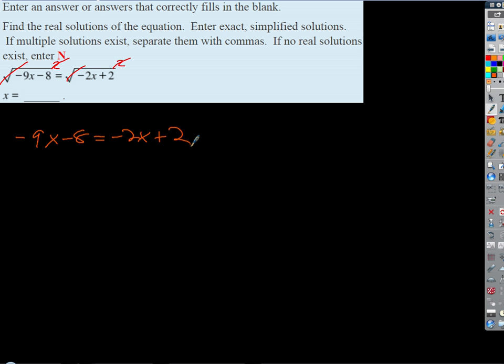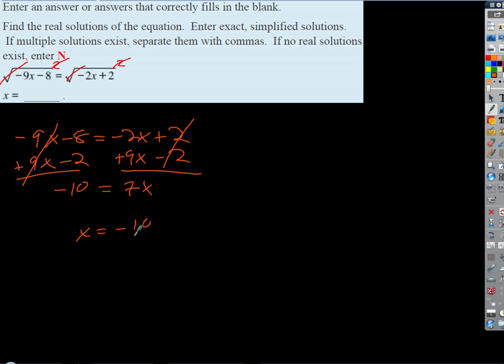Well, we'll just solve that equation for x. So let's go ahead and move the x's to the side where they're positive. So I'll add 9x to both sides, push the numbers the other way, subtract 2 from both sides, and we end up with negative 10 equals 7x. So if I divide each side through by 7, x equals negative 10 sevenths.